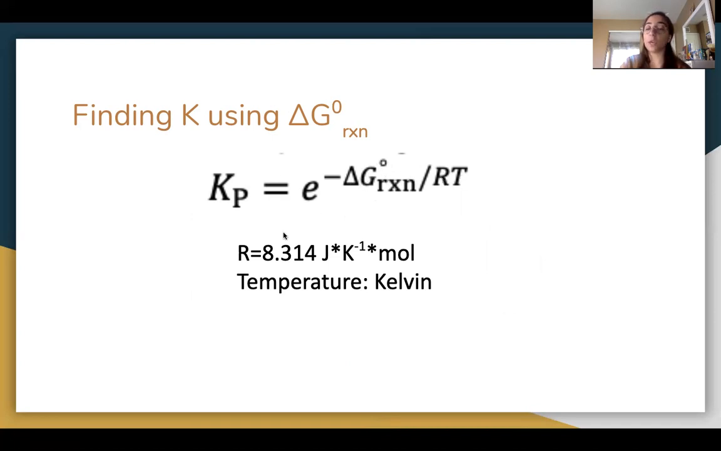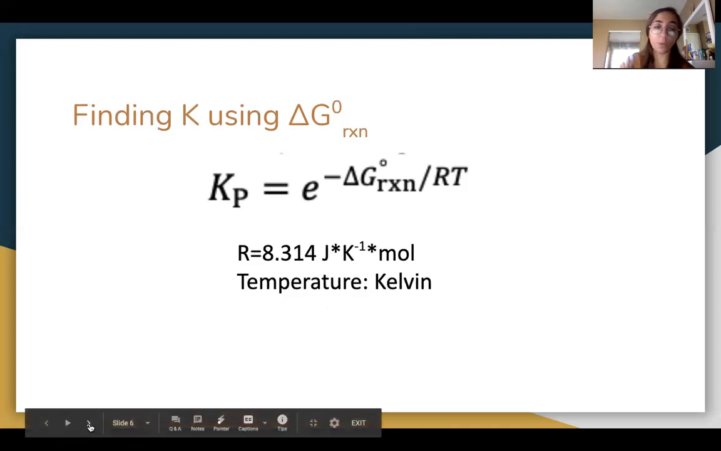So the value for R that we will use is 8.314 joules times Kelvin to the -1 times moles. So it's really important to note that the units here are joules and Kelvin. Temperature will always be in Kelvin, and when you determine the value of delta G, make sure to convert it to joules because we want the units to cancel out. When you do that, for this example, you should get this answer, 1.5 times 10 to the 6.